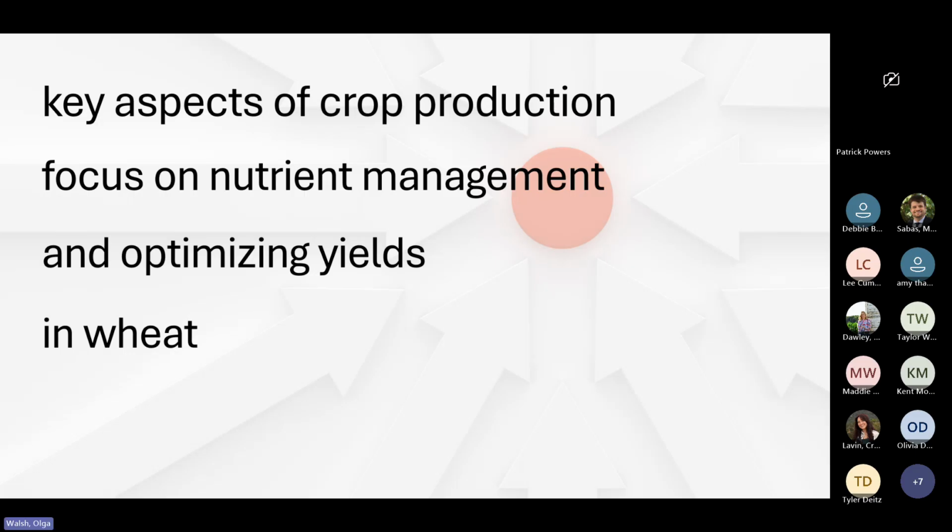So I'll talk today about some of the key aspects of crop production, and the focus primarily will be on nutrient management, since this is my expertise, but also with some additional information from other specialists. The focus is basically on optimizing yields for grain crops such as wheat, and I have a couple of examples on that.